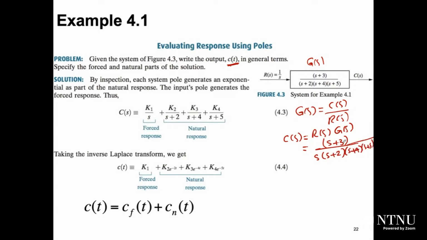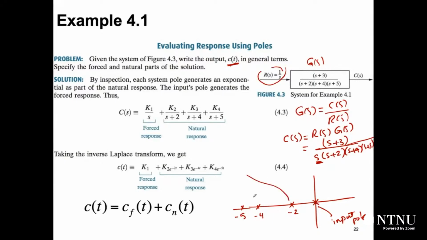If we need to draw this system in this s plane, it will be something like this one, right? We will have here input pole at s equals 0. We will have something at -2. It's a system pole, something at -4, and something at -5. Those are my system poles. This one it's input pole. Remember, because in fact we got this one because of the input, so we call it input pole. But these ones are system poles.